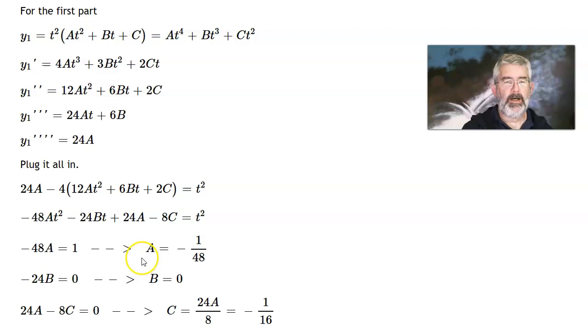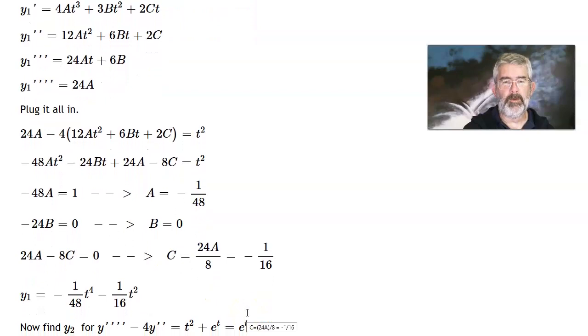Likewise, that would solve to be, these arrows didn't really work out very well. Anyway, a would be negative 1 over 48. The linear coefficient here is negative 24b, but the linear coefficient over here is 0, so that would tell me b equals 0, and then the constant coefficient on the right-hand side, 24a minus 8c, has got to equal the constant coefficient of 0 over there on, well, that's the left-hand side, and this is the right-hand side. So that would mean that c equals 24a over 8, but a was already determined as that. Plug in the negative that, and you get that c is equal to negative 1 over 16.